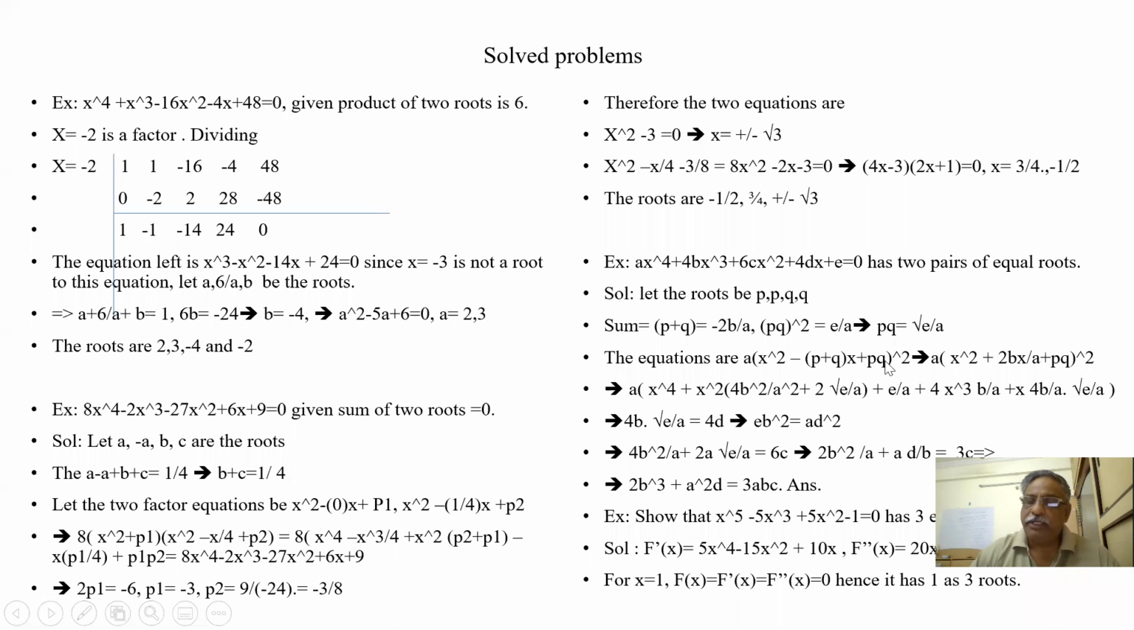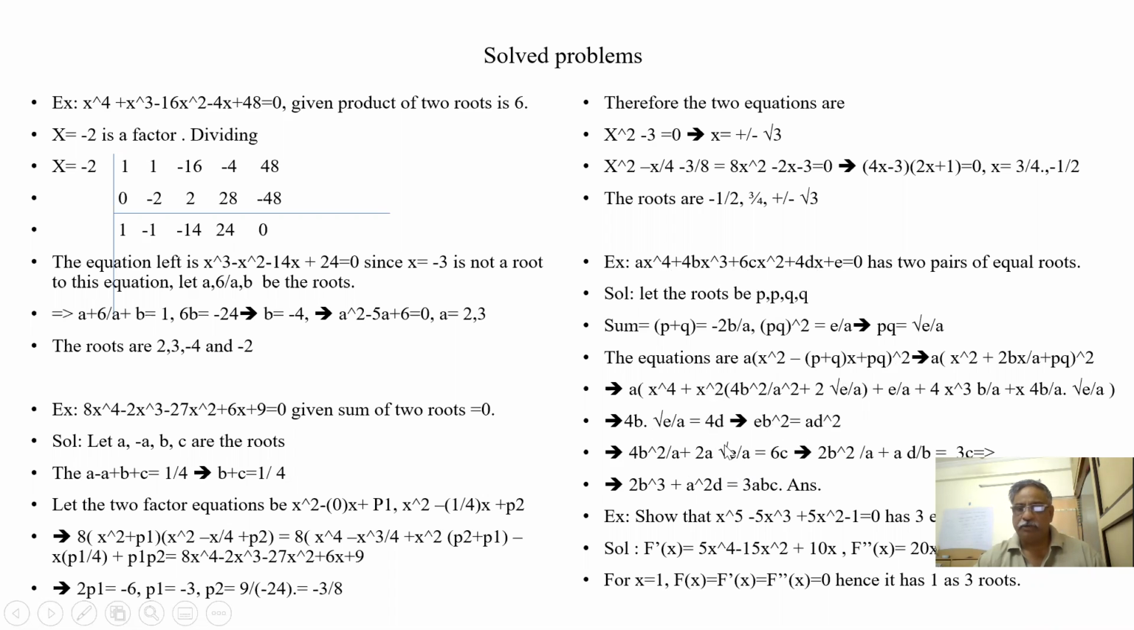When I expanded this A plus B plus C whole square and rearranged the terms of x square coefficient, x coefficient, x cubed coefficient, and numerical term, and equated these terms with the original f of x, I'm getting one equation: E B square is A D square. That means E by A is equal to D square by B square. Root of E by A is D by B.